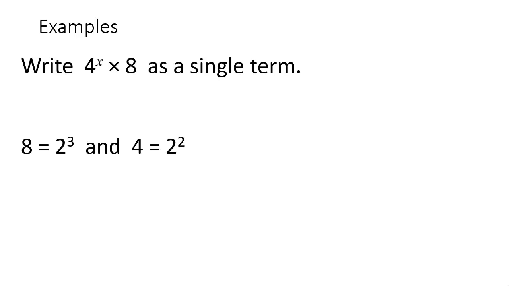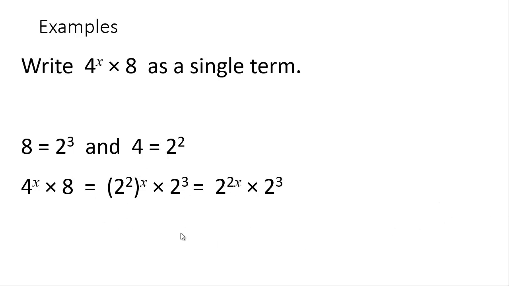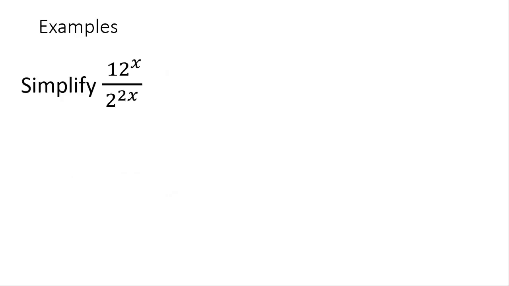So I can take my 4 to the x times 8 and write it in terms of base 2. 4 is 2 squared, 8 is 2 cubed. Then I apply my multiplication rule for powers of powers. 2 squared to the x is 2 to the 2x, and then add the powers as usual. Key principle there is I recognise I can write them in the same base. Once I've done that, I can apply my rules.